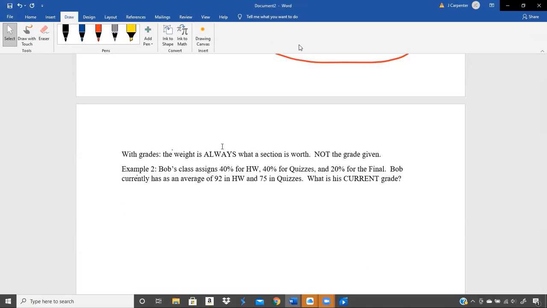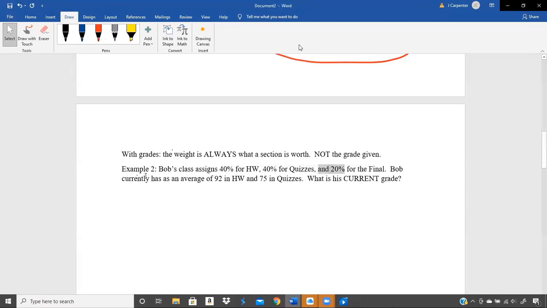It's the weight. Yes, your grade still has an effect. The higher the grade you make, the better grade you earn. But it's the weights, being how much they're actually worth, that makes more sense.